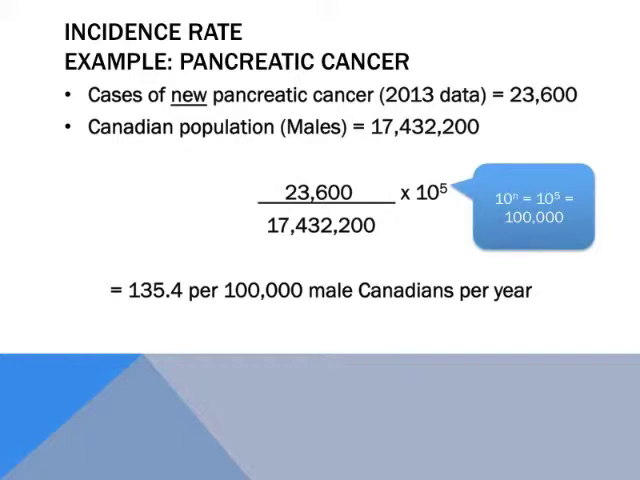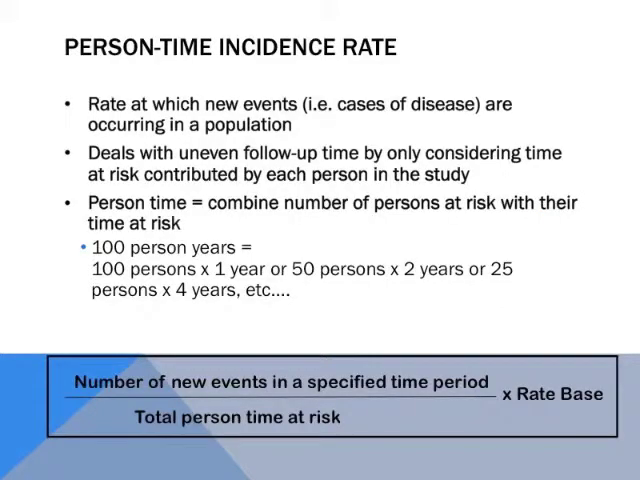Disease incidence rates imply a change over time, from health to disease, so the period of time must be specified. For surveillance purposes, this is usually 1 calendar year, but any time period may be used in incidence as long as it's stated. So what happens when the sum of time at risk of developing disease varies amongst the persons included in the denominator? The person-time incidence rate can be used. This is the rate at which new events are occurring in a population. The formula is as follows.